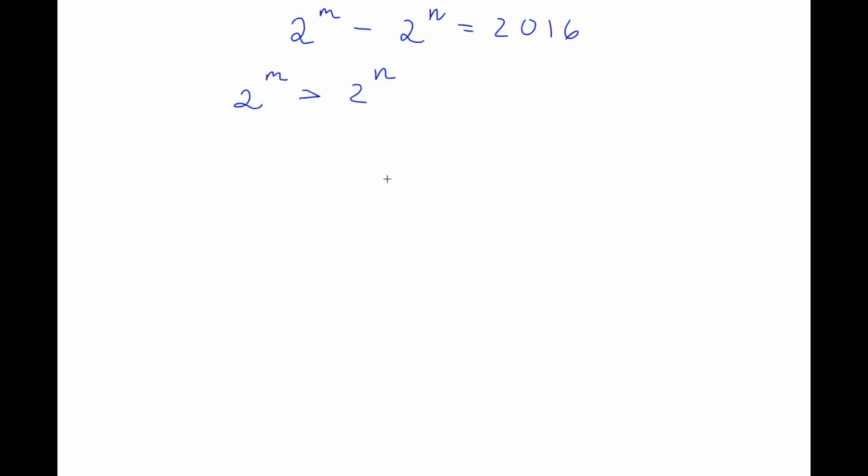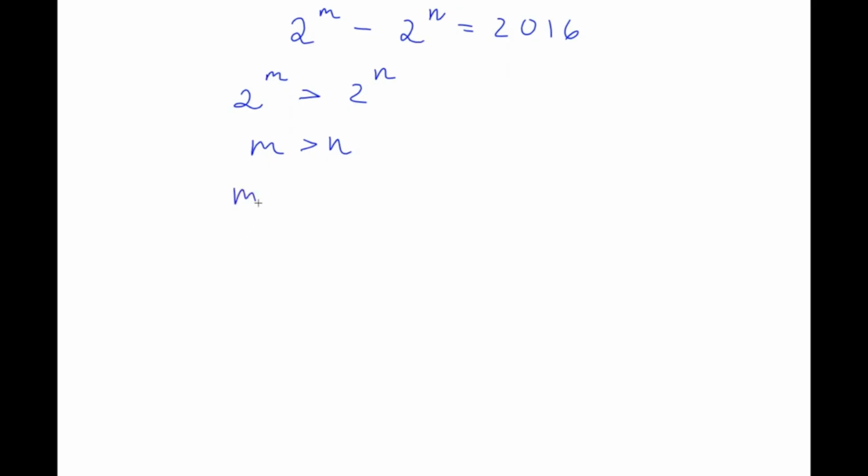Because let's say, hypothetically, that m was equal to 1 and n was equal to 2. We would have 2 to the power of 1 minus 2 squared is equal to a positive number. 2 to the power of 1 is 2, minus 2 squared is 4. And this is equal to negative 2, which is a negative number. So because 2 to the power of m is greater than 2 to the power of n, this also means that m is greater than n because both have bases of 2.